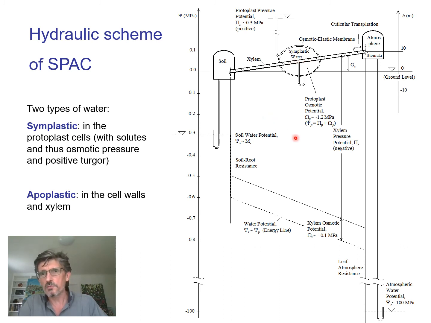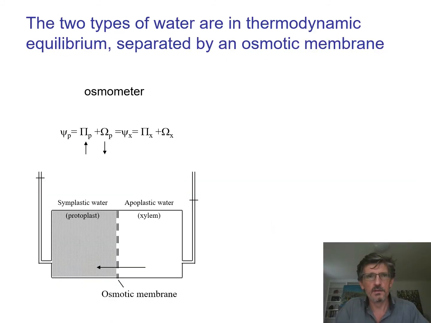So the water potential is the same in the xylem and in the protoplast, but the plant can now play games by adding or subtracting solutes and changing the actual pressure inside the protoplast to keep a positive pressure potential inside, which allows the cells to remain turgid, even in an environment that typically has negative water potential, where everything else that has no solutes would be under quite strong suction. We'll see that later in the next slide. These two types of water, in the protoplast and in the xylem, are in approximate thermodynamic equilibrium, and they're separated by an osmotic membrane. So we know what happens from having reviewed the experiment of the osmometer.